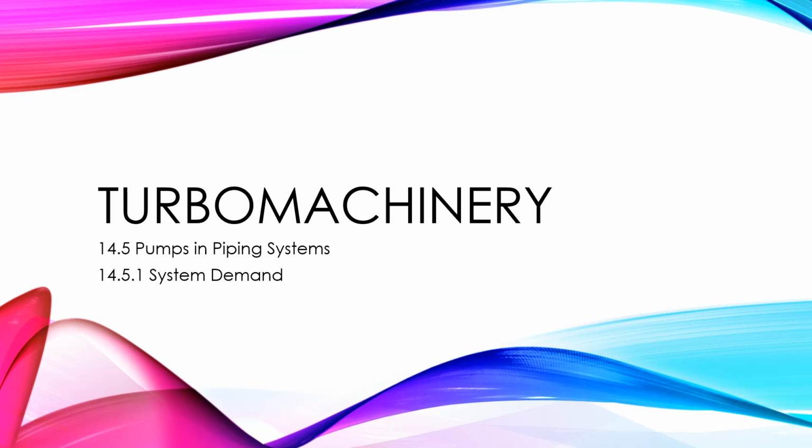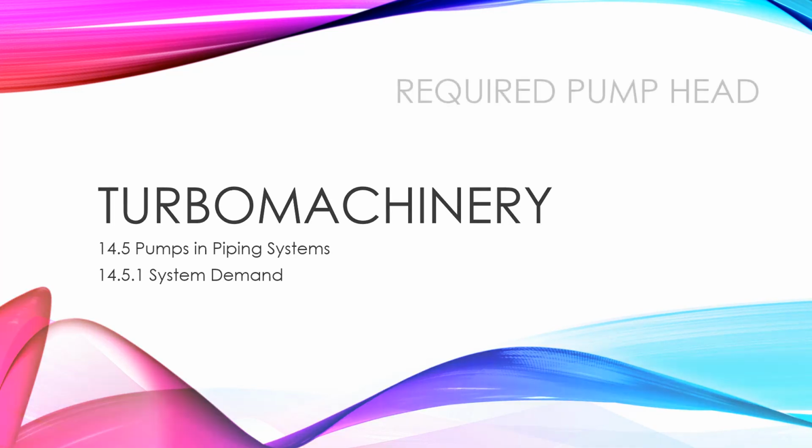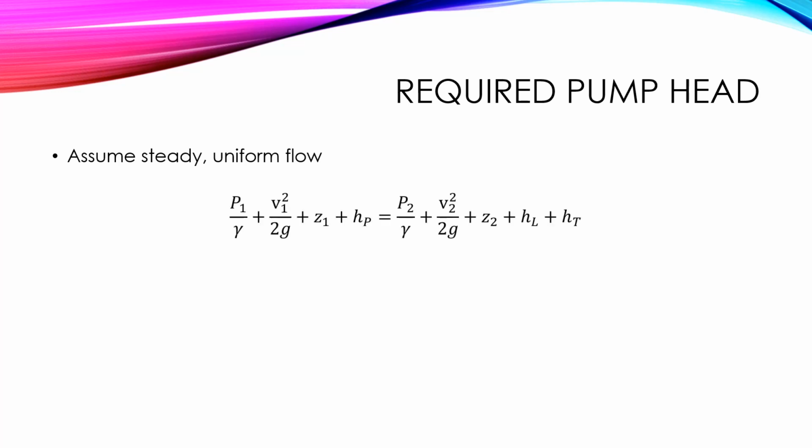In this lesson, we will learn how to calculate the required pump head for a system given a variable flow rate. Typically, when designing or selecting pumps for systems, it is common to assume steady, uniform flow. This means that we can apply the energy equation for steady uniform flow in our control volume.